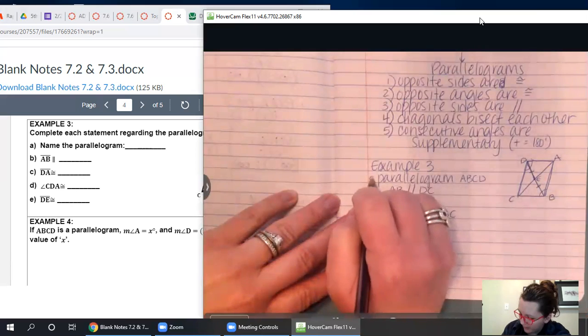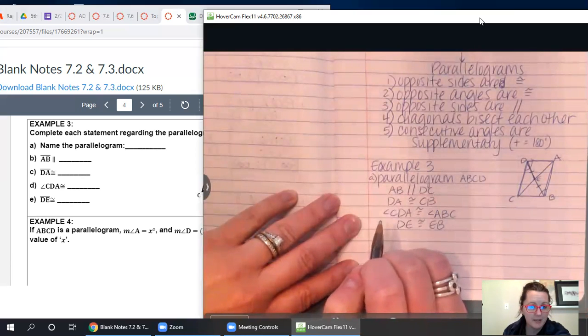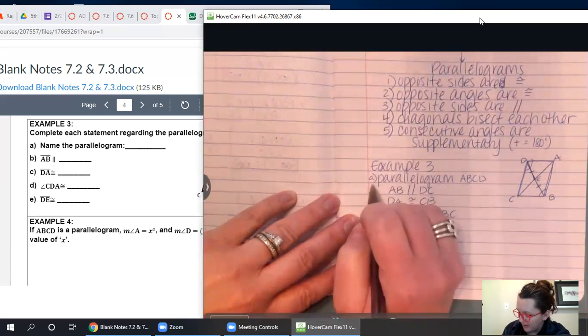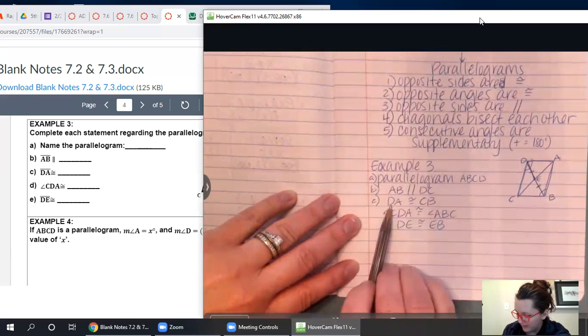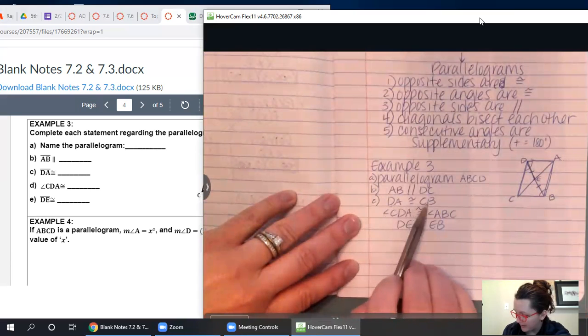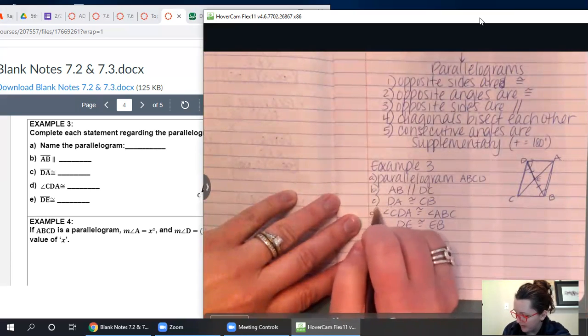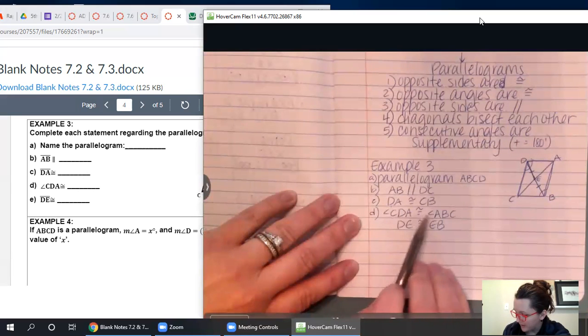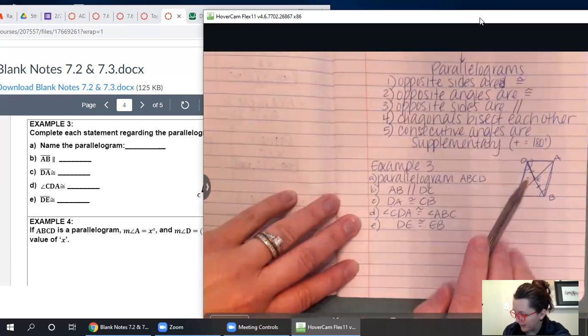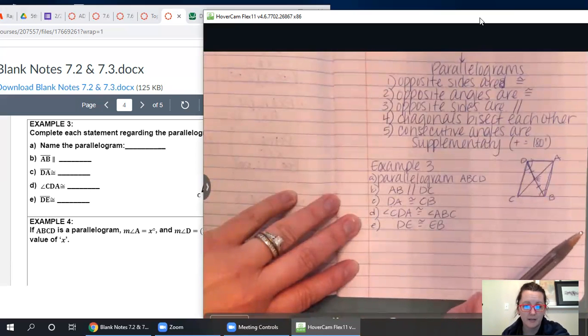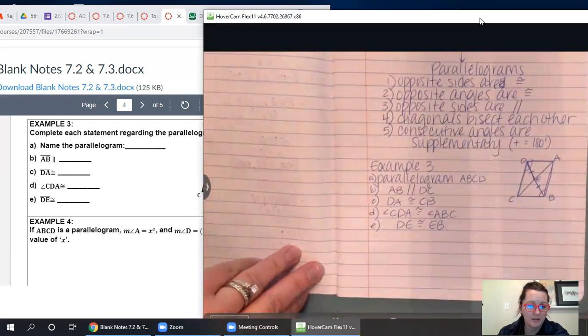So we have letter A, parallelogram ABCD. We have letter B, opposite sides parallel. Letter C, opposite sides congruent. DA is congruent to CB. D, our opposite angles are congruent. And then E, that qualifies our diagonals bisect each other. So we have all of our properties here.